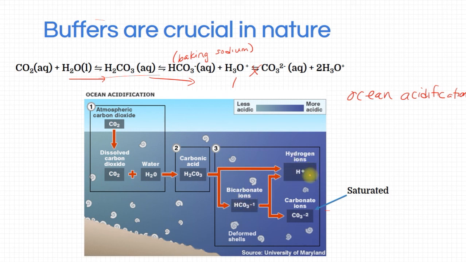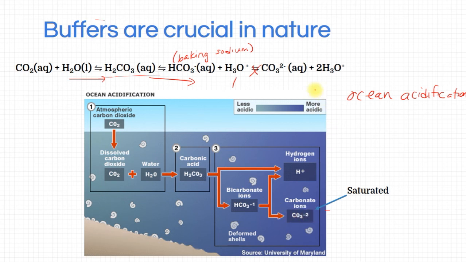And this is a problem because all these little creatures, this picture shows snails, all these little creatures depend on having the right pH to live. Fish and coral and all kinds of stuff. If it's too acidic, they die. If it's too basic, they die. And it's no good.